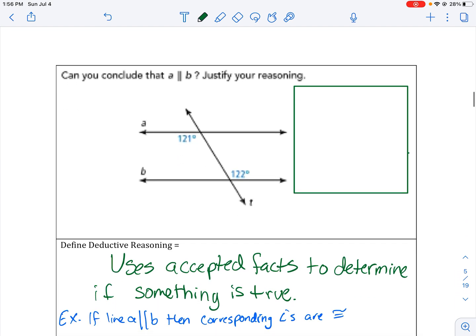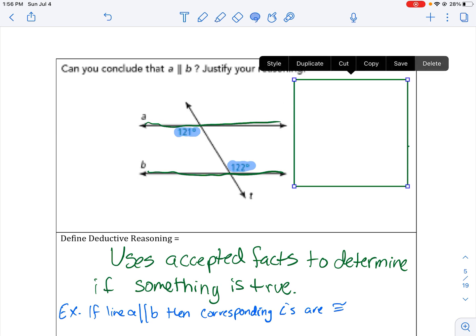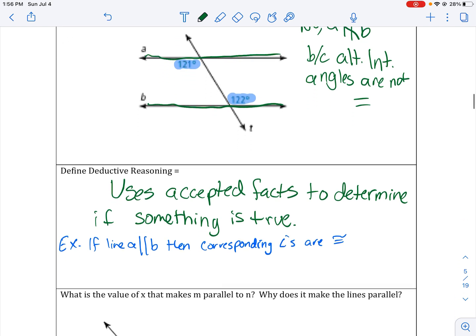All right, can we conclude that A is parallel to B? Here's A, here's B. Can we conclude that those are parallel? We are going to look at what's given. We have alternate interior angles here. Those are what's given to us. Those are not the same. So no, A is not parallel to B. This symbol right here means parallel to. Because our alternate interior angles are not equal, since they're not equal in measure, those lines cannot be parallel.